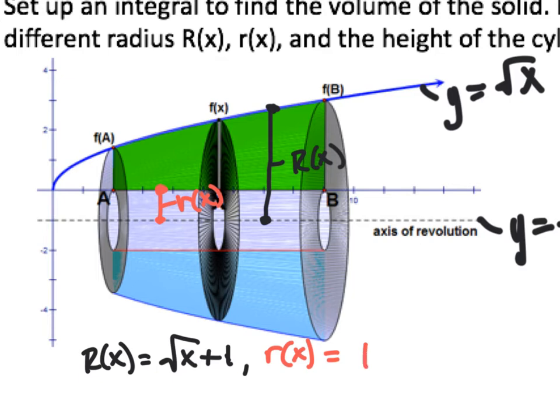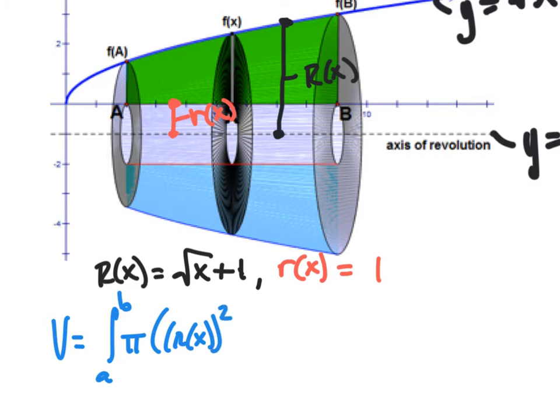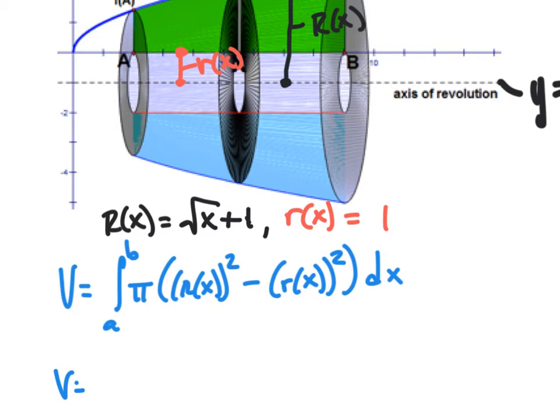So then let's set up our definite integral here, same thing as what we would usually do. Volume is equal to the integral from a to b of pi times our big R of x, quantity squared, minus our little r of x, quantity squared, dx. If I sub those values in, then I get volume is equal to the integral from a to b of pi, quantity, big quantity.